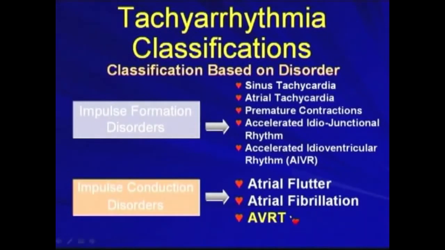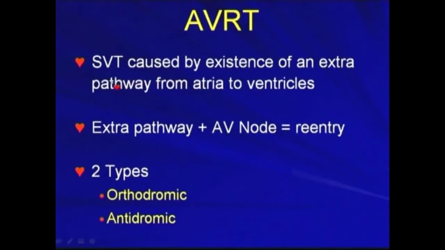Next, we will discuss the AVRT. This is the atrioventricular reentrant tachycardia. So this is the SVT, the supraventricular tachycardia caused by existence of an extra pathway from atria to ventricles. This extra pathway plus the AV node will form a reentry circuit. The two types of AVRT, one is called orthodromic, the other is antidromic.